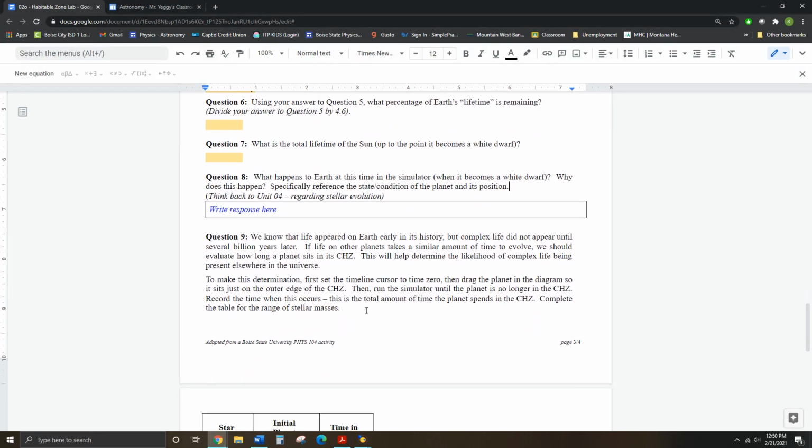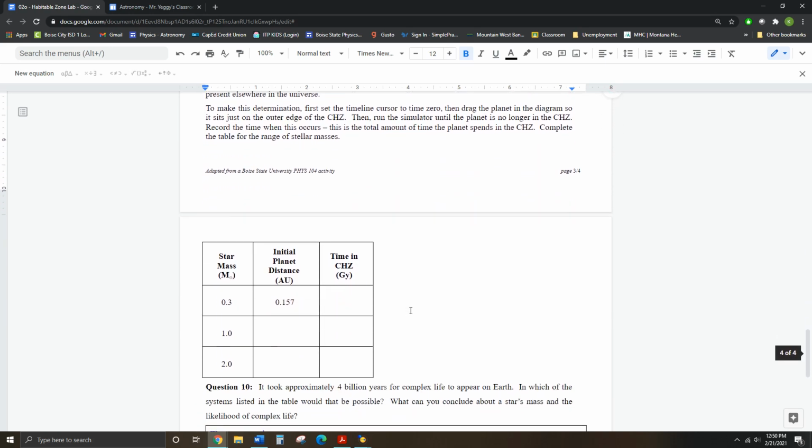Okay. Question 9. We know that life appeared on Earth early in its history, but complex life did not evolve or appear until several billion years later. If life on other planets takes a similar amount of time to evolve, we should evaluate how long a planet sits in its CHZ. This will help determine the likelihood of complex life being present elsewhere in the universe. To make this determination, we're going to set the timeline cursor to 0, and then we're going to drag the planet in the diagram so it just sits on the outer edge of the CHZ. Then we're going to run the simulator.